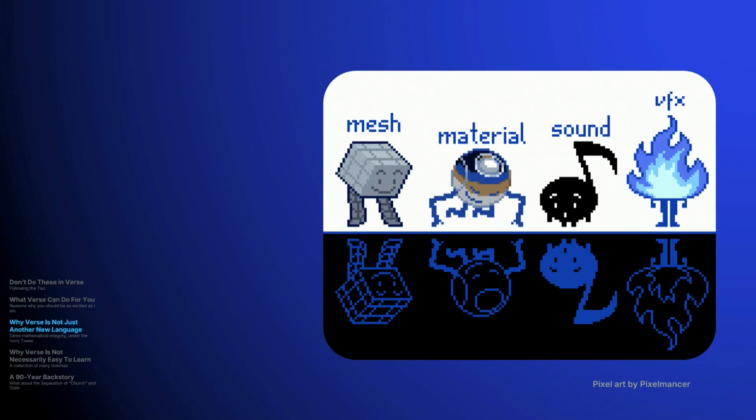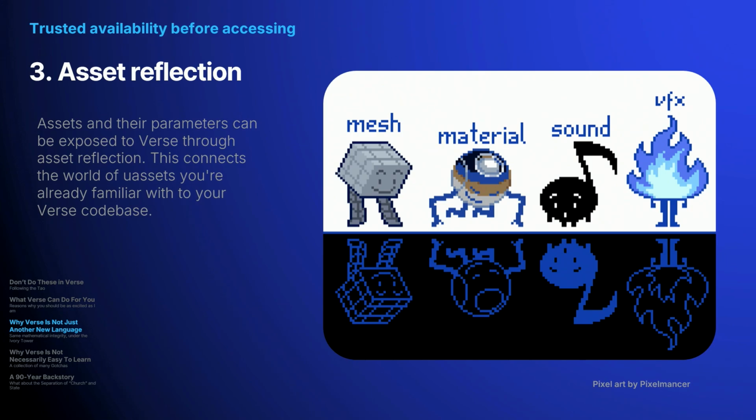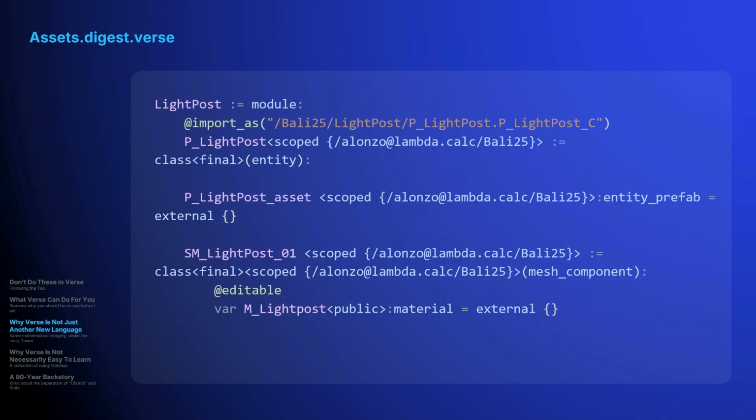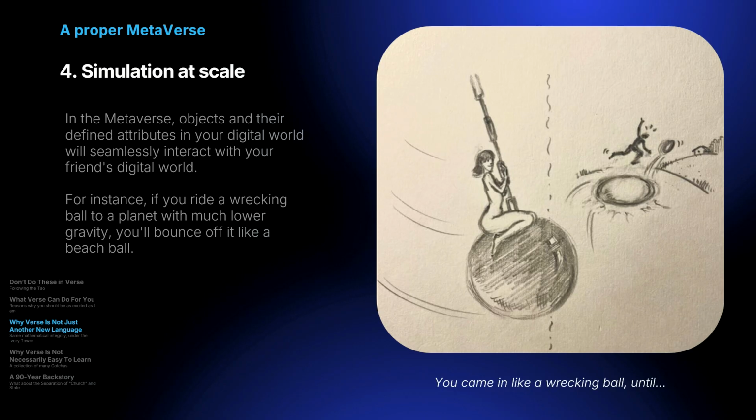Unreal's reflection system lets users inspect C++ elements and use them in Blueprint at runtime. Similarly, Verse has an asset reflection system, allowing it to access your Unreal assets. The assets digest Verse file is automatically generated, not for you to edit. Via this reflection, you can access and modify asset parameters like UI images or VFX settings. This approach ensures compile time verification, crucial for the metaverse stability.